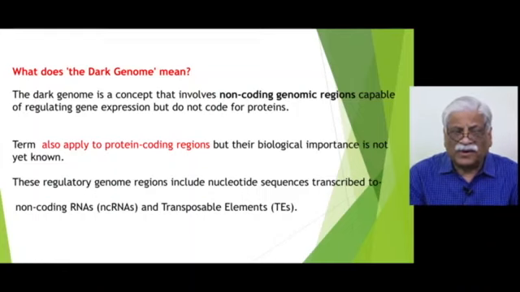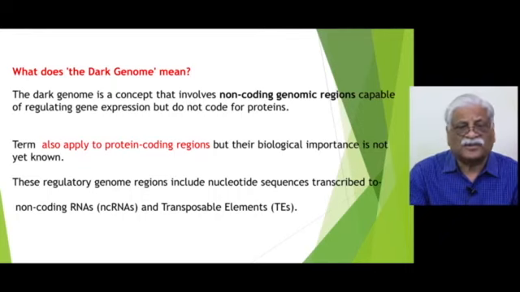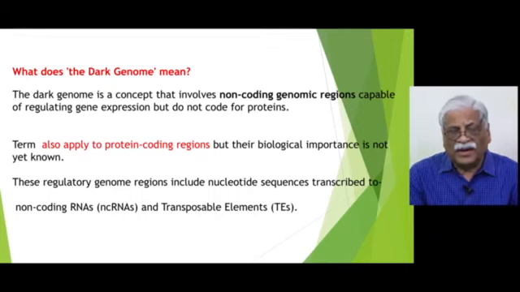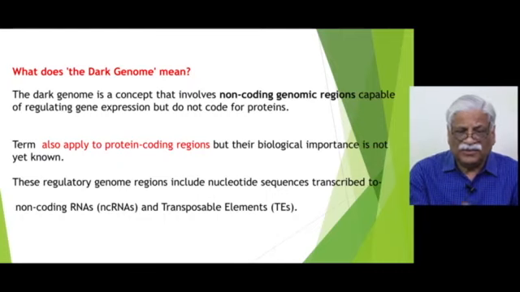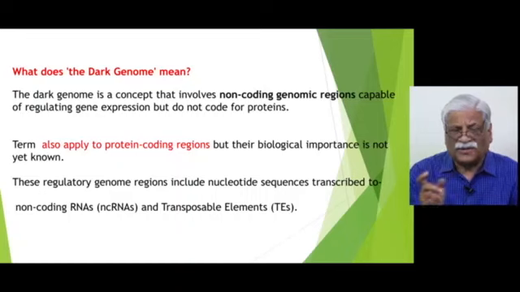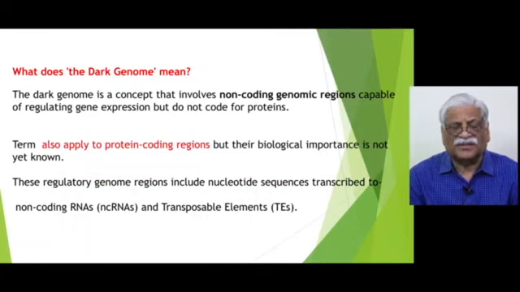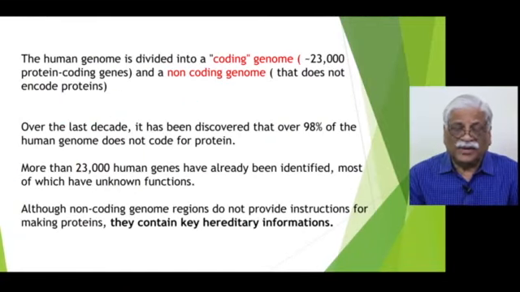So Barbara McClintock was interested to know why these different colors are present. And then she suggested that there are certain genes which jump from one place to another, and such genes which can jump from one place to another and then express their characteristics are known as the transposable genes.